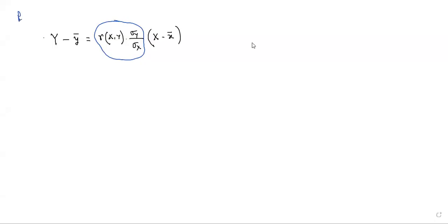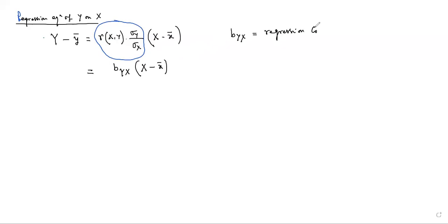This was my regression equation of y on x. I'm again writing it over here. Regression equation of y on x. And this quantity that I have marked blue is actually called the regression coefficient, which we denote by byx. So byx is actually called the regression coefficient of y on x.